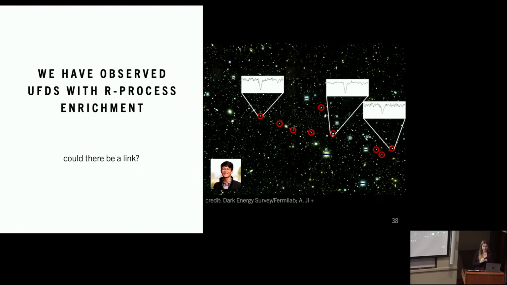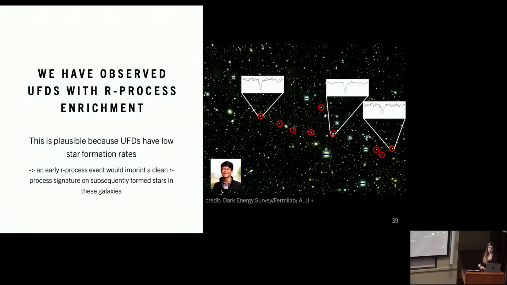So it was a big deal, this is Reticulum 2 being shown here. It was a big deal when Alex first saw that the stars in this tiny dwarf galaxy were all really strongly enriched. And it started making us think, could there be a link between strong R process enrichment and these tiny dwarf galaxies? The reason why this could be plausible is, well, I guess first of all, we've seen it. We saw it with Reticulum 2.